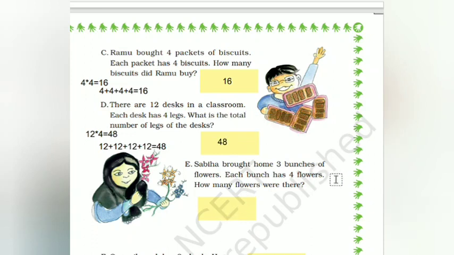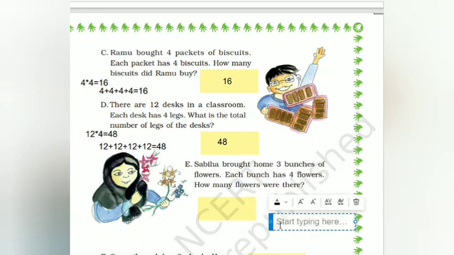Sabiha bought 3 bunches of flowers. So how many bunches of flowers did she buy? She bought 3 bunches. Then each bunch has how many flowers? Each bunch has 4 flowers. So the total will be 12. So we can write it as 3 times 4. Okay. So 4 has to be written 3 times.